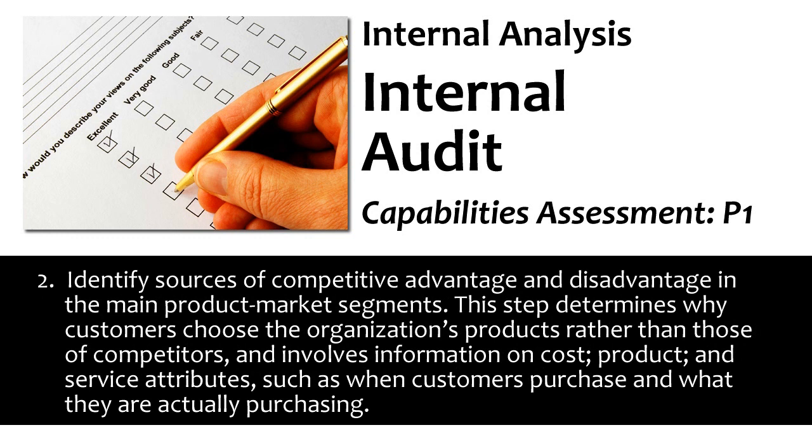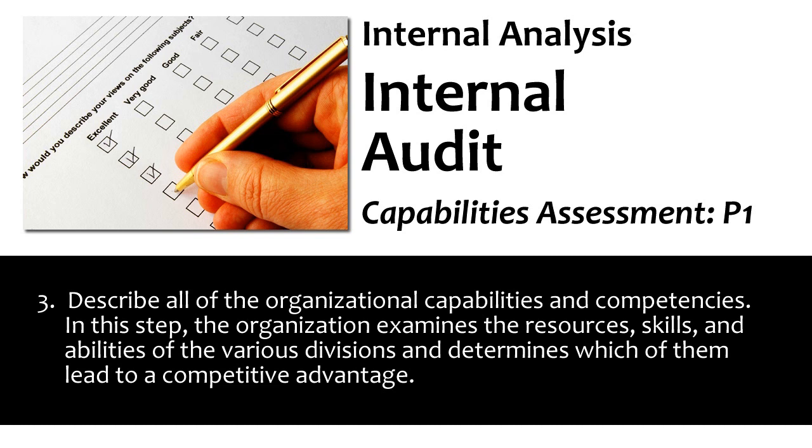Number 2, identify sources of competitive advantage and disadvantage in the main product market segments. This step determines why customers choose the organization's products rather than those of competitors, and involves information on cost, product, and service attributes, such as when customers purchase and why they are actually purchasing. Number 3, describe all the organizational capabilities and competencies. In this step, the organization examines the resources, skills, and abilities of the various divisions and determines which of them lead to a competitive advantage.